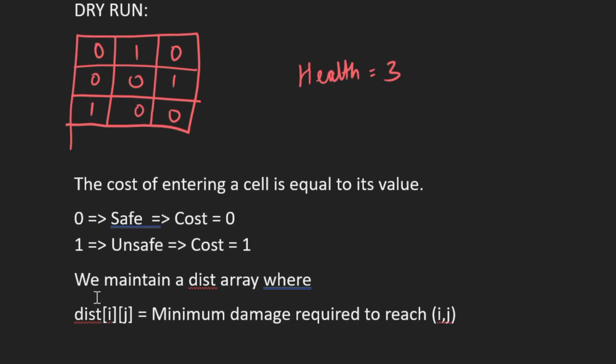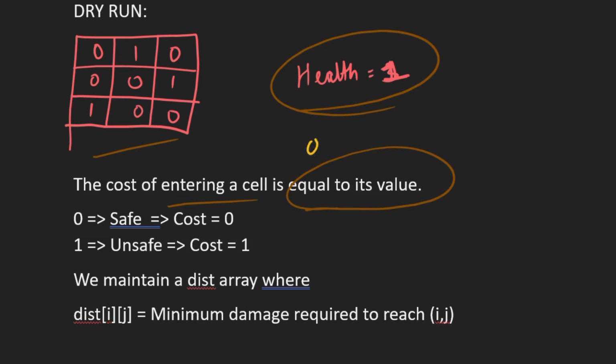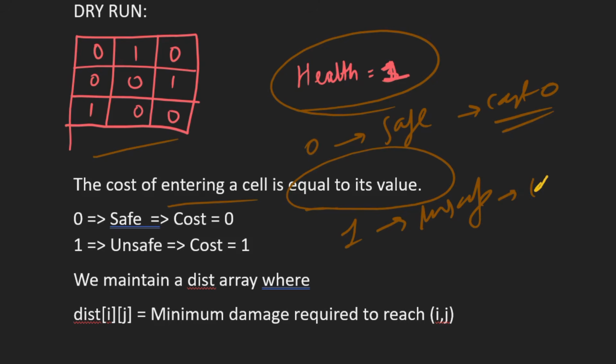So now we'll try to understand this approach with the help of an example. We have taken this grid and our health value is 1, right? As we have discussed, the cost of entering a cell is equal to its value. If the cell value is 0, it is a safe cell and the cost to move to this cell is 0. But if the cell value is 1, it is an unsafe cell, and the damage or the cost will be 1.